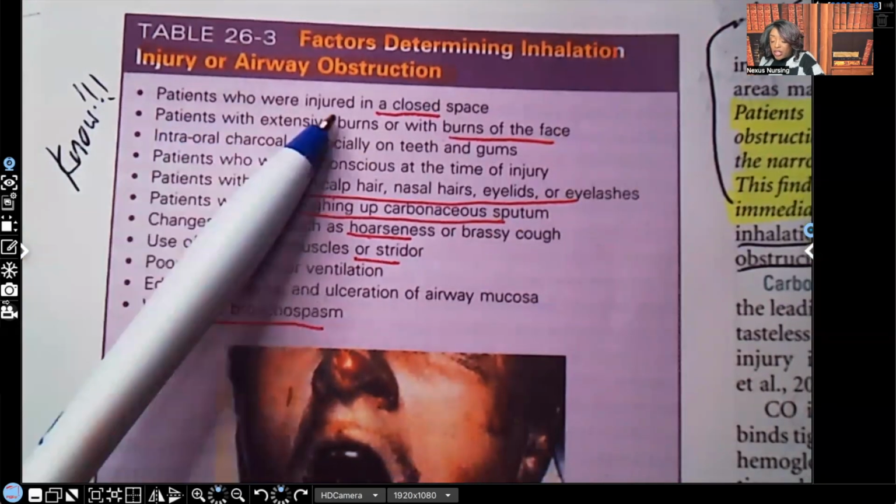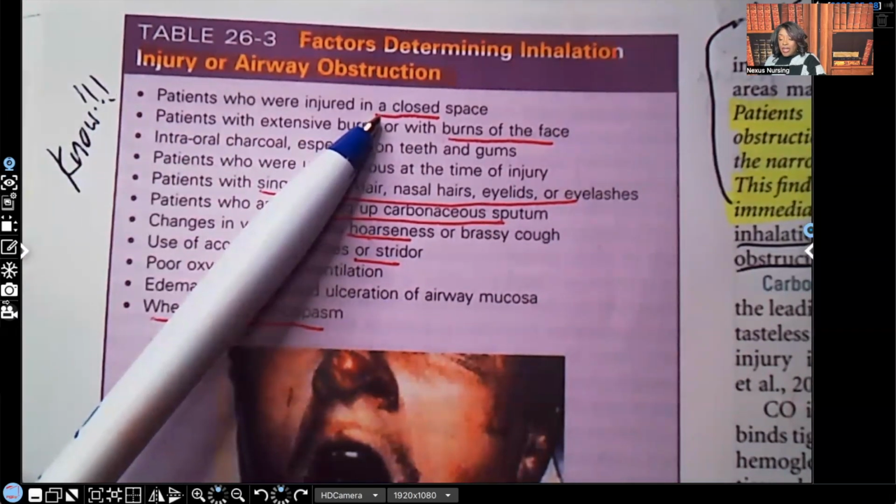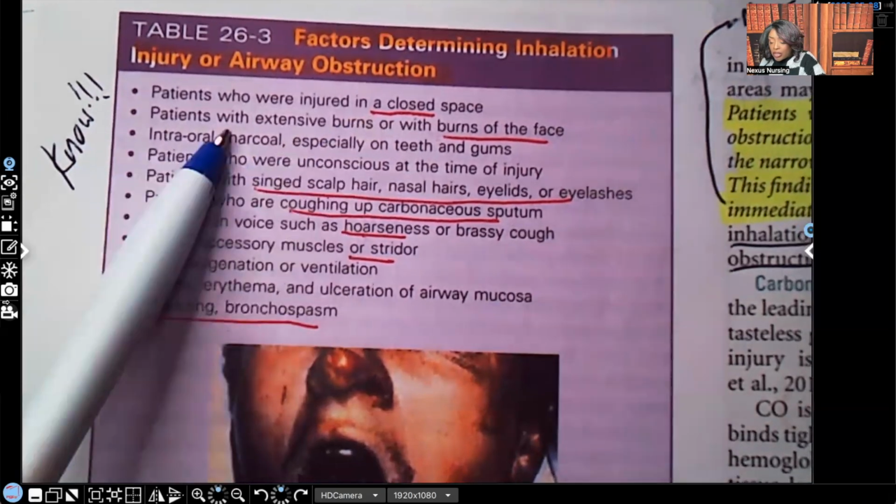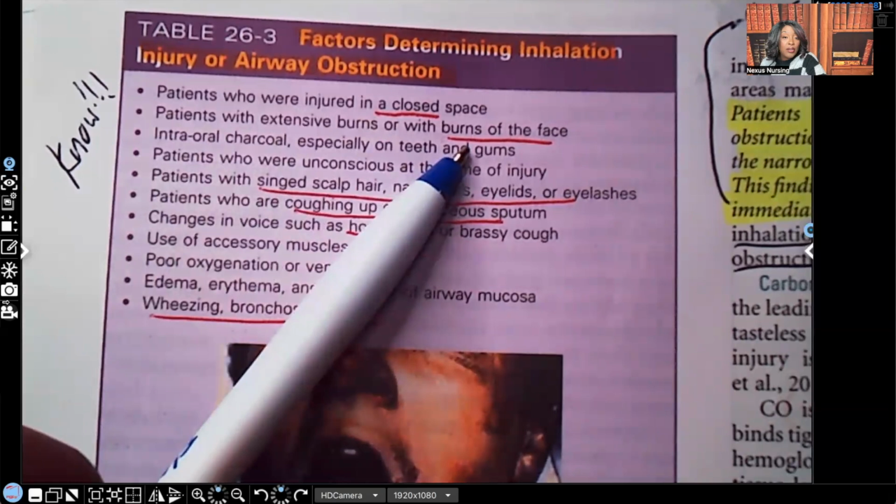Any patient that was injured in a closed space, and that makes sense. Let's say there was a fire out in the open, right? There's still a chance for them to breathe fresh air and oxygen. But if it was in a closed space, they're going to have breathed in that smoke. Patients with extensive burns to the face, that's another sign that they breathed in that smoke. And remember, guys, when it comes to smoke inhalation, smoke is so toxic, so noxious to the tissues, that patient's airway may start swelling up and the airway becomes obstructed and they can't breathe.